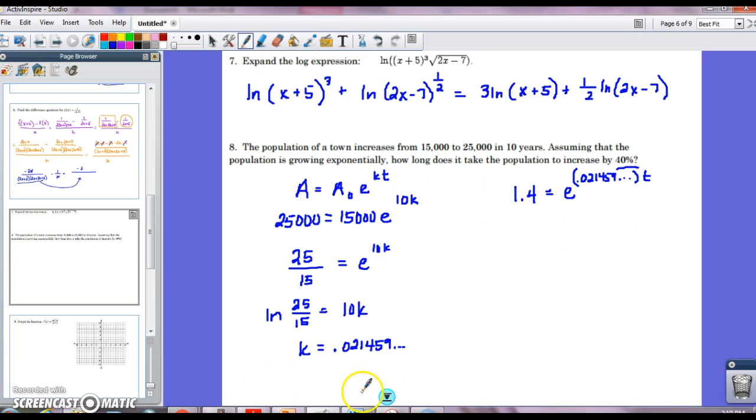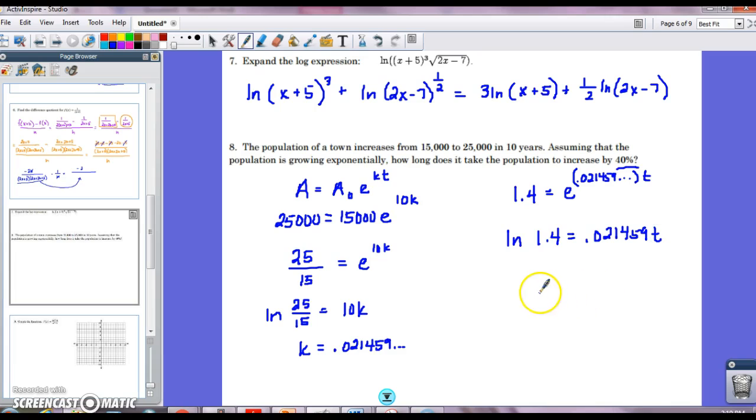Okay, so first we had to find k, and now we're finding t, but I used the same process I did over here. I'm just taking ln of both sides, and with ln of 1.4 is equal to that 0.021459, whatever it is, times t.